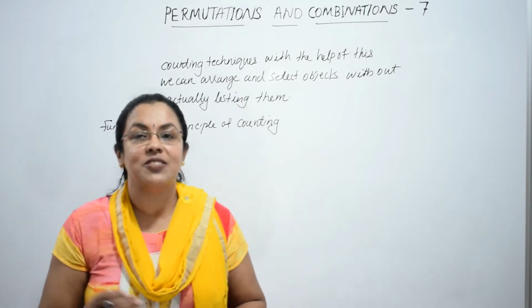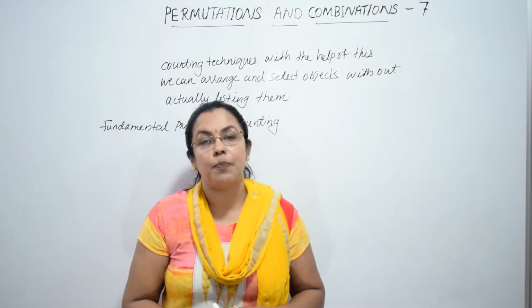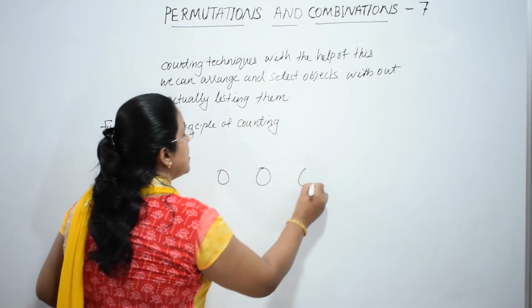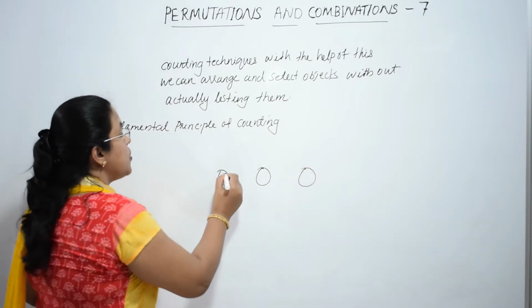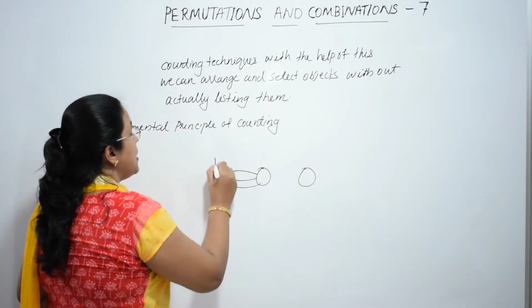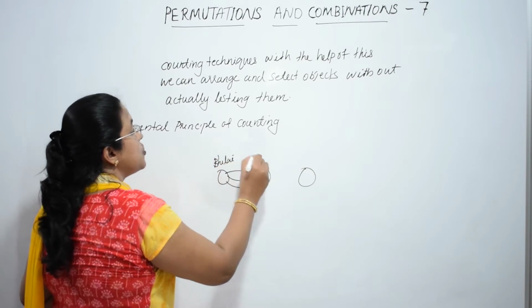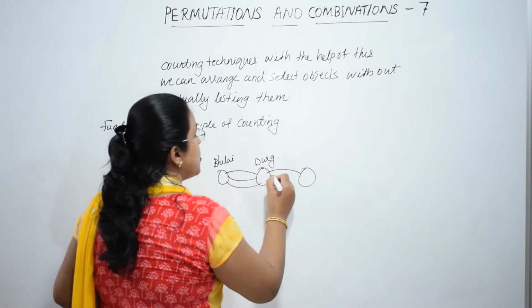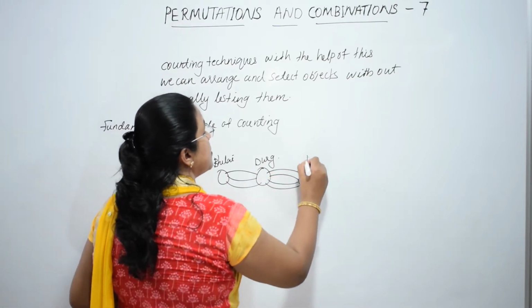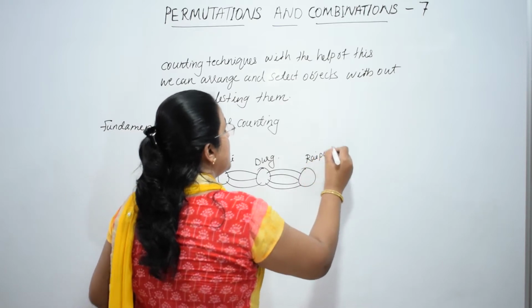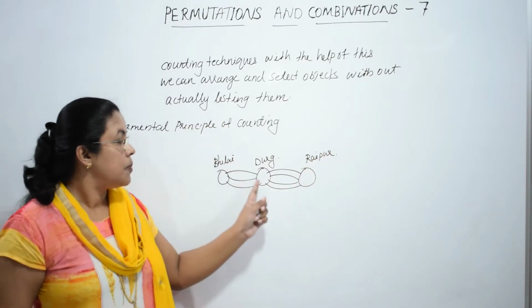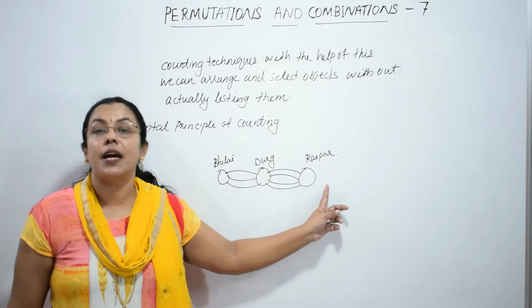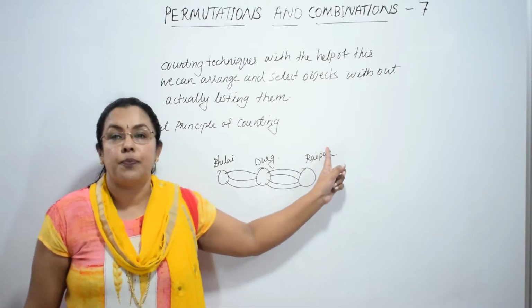All these are mathematical jargons. Let me explain it with the help of an example. Suppose there are 3 routes from Bhilai to Durg and 4 routes from Durg to Raipur. How many ways can we travel from Bhilai to Raipur?